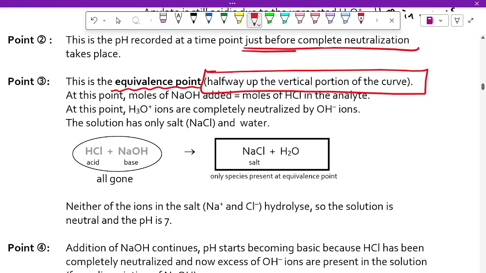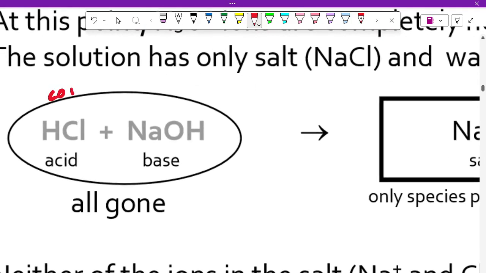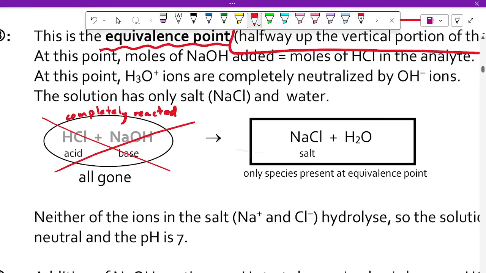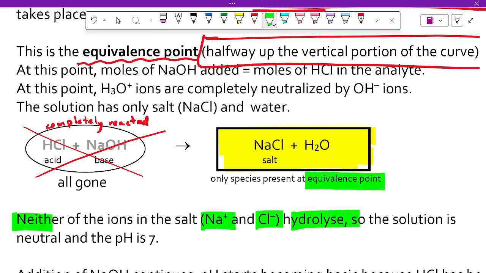And that is where the HCl and the NaOH are completely reacted. So you see how they're grayed out? They are all gone. The only thing we have left is the NaCl and H2O, and that is at the equivalence point. Neither of them hydrolyze, so the solution is neutral, pH is 7.